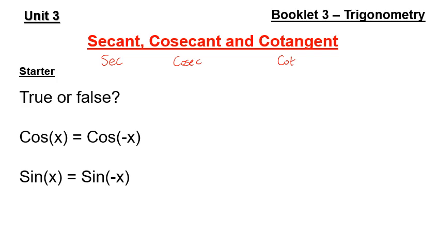I want you to think about whether you think these statements are true or false. So you could investigate them by putting in different values for x. So you could work out cos of different values, like 30 degrees maybe if you're in degree mode, cos of 30, and then cos of minus 30, and see if they turn out to be the same. Do the same thing with sine. You could work out sine of 30, and then sine of minus 30, see if you think they are the same. You don't have to do 30, try it for a couple of different x values. And then on the next slide, I'm going to discuss whether these are in fact true or false.